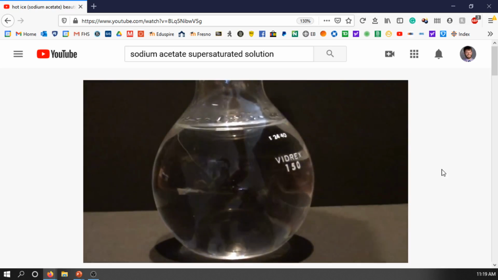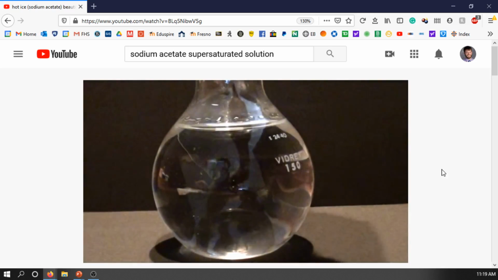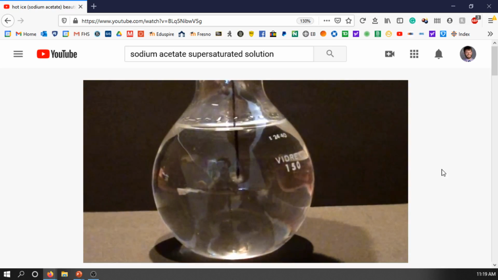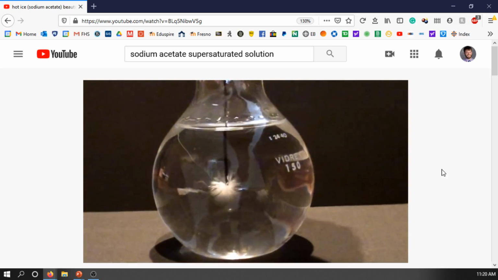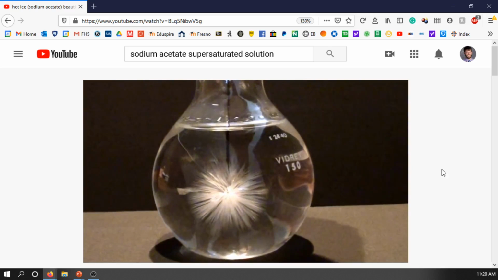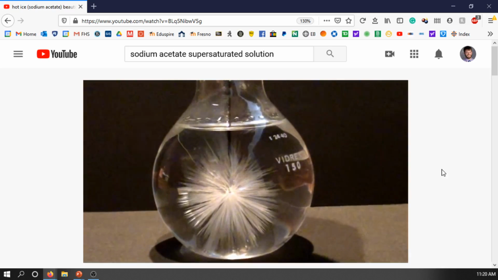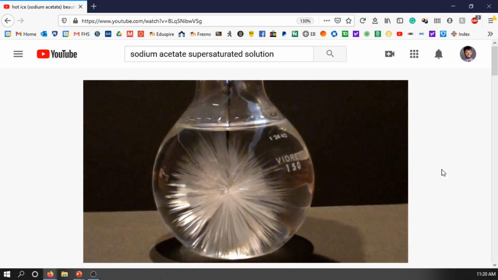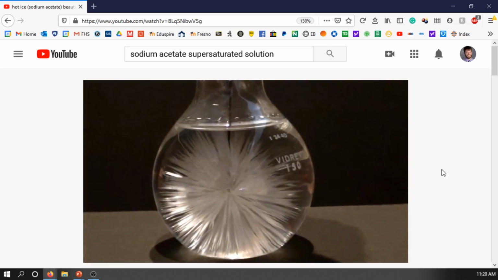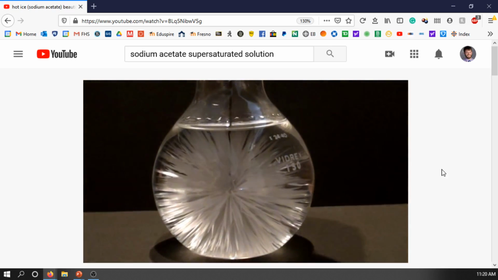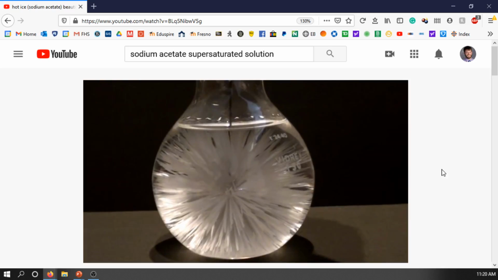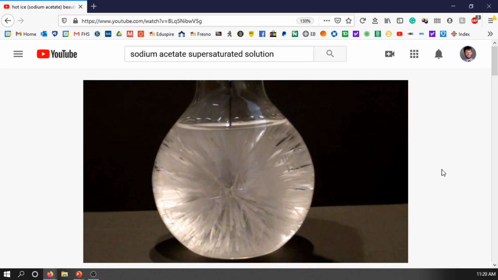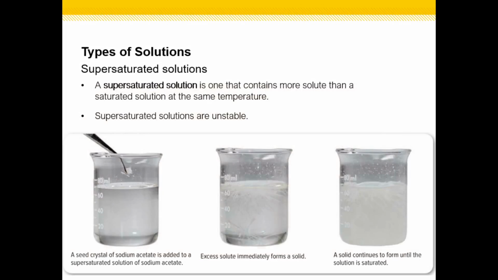So they're taking the crystal, they're adding it in, they're going to keep it on a little stick. You see the crystal expand outward. It's not creating light. It is, however, an exothermic process, and it does create heat. So that is a supersaturated solution.